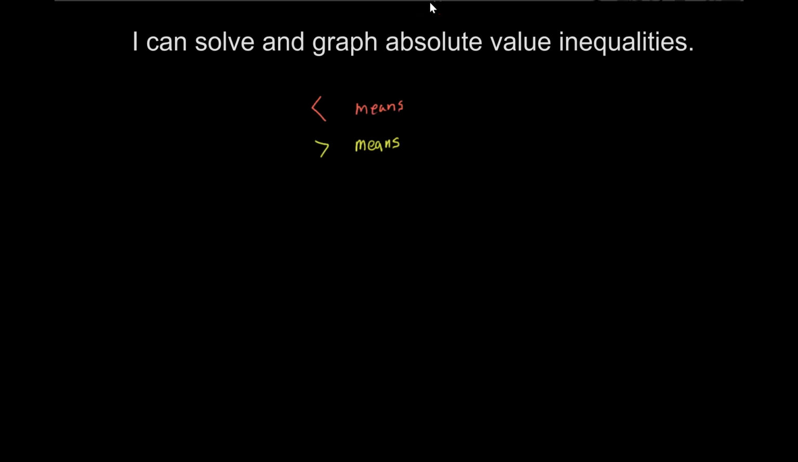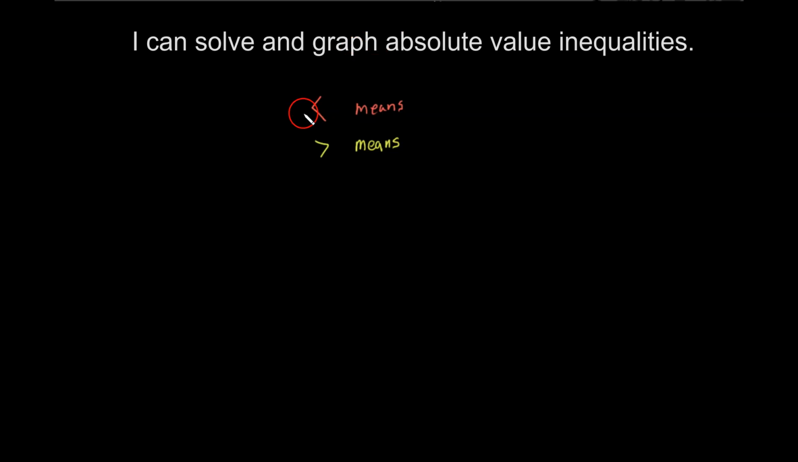Before we get into our examples, let's talk about the process. Like when we're solving absolute value equations, where we set up two different equations, one equal to the positive value and one equal to the negative value, we're going to set up compound inequalities when we are working with absolute value inequalities.